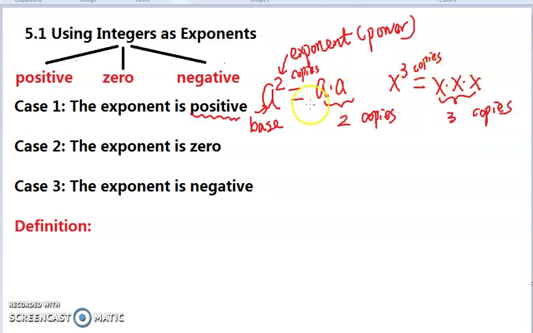Now we're gonna look at the second case. What if the exponent is 0? Say when we raise a to the 0 power. And usually when the exponent is 0, we want to make sure the base is not 0. And that's a special case. For any non-zero number, if we raise it to 0, we always get 1. And next we're going to look at when the exponent is negative.